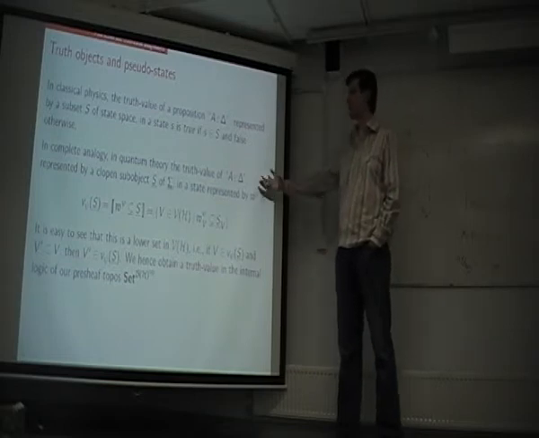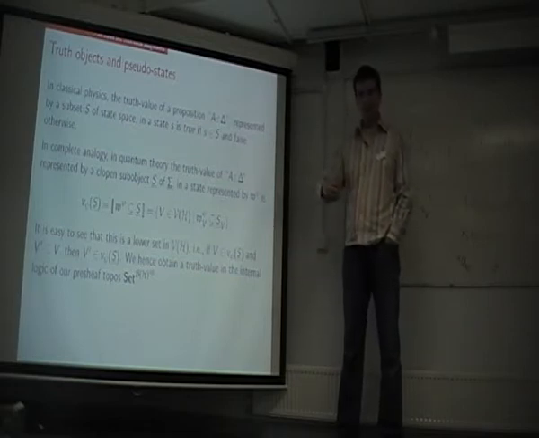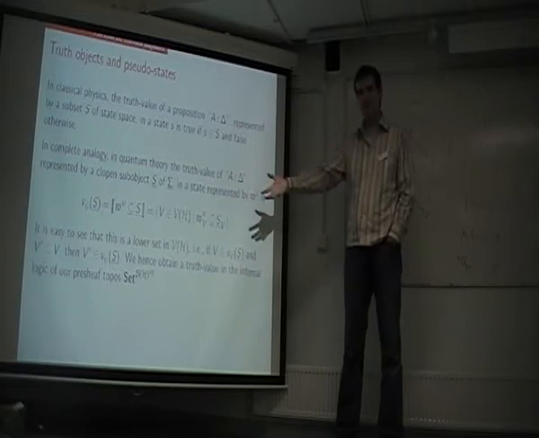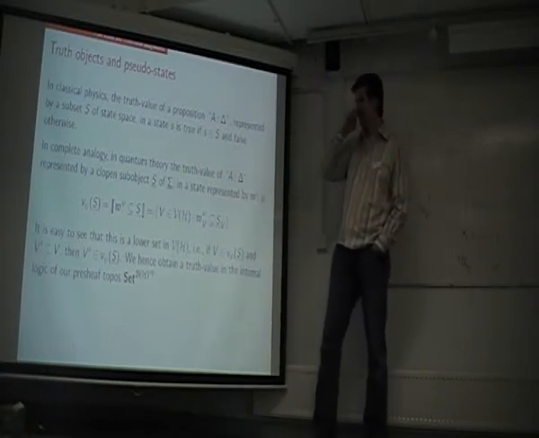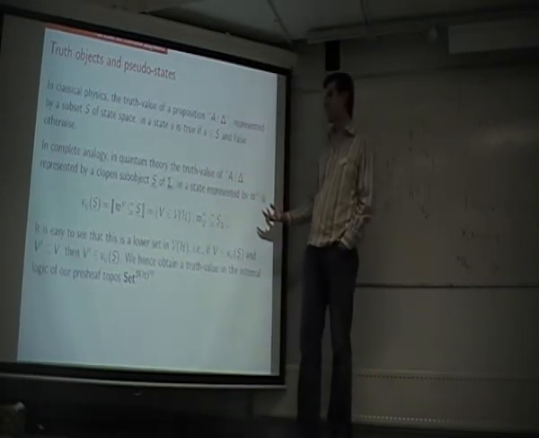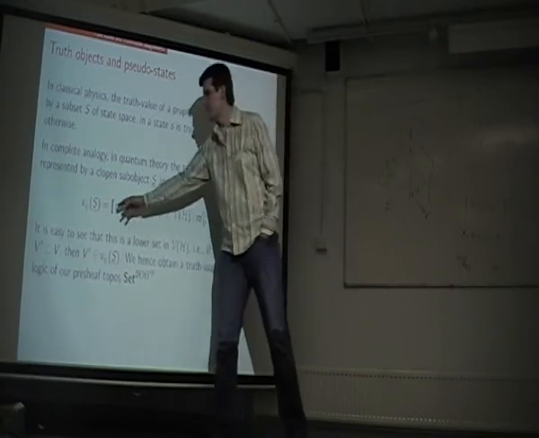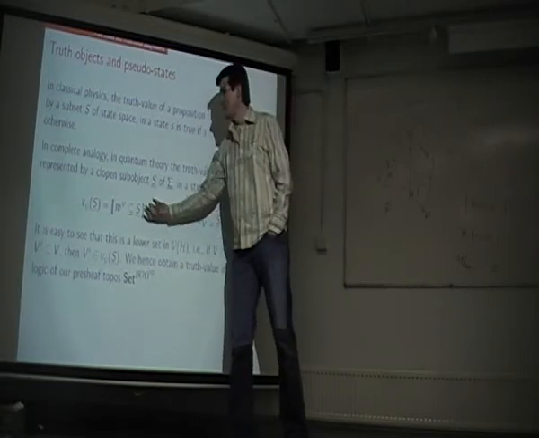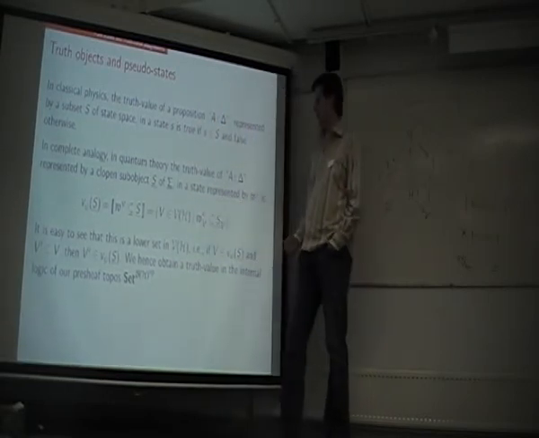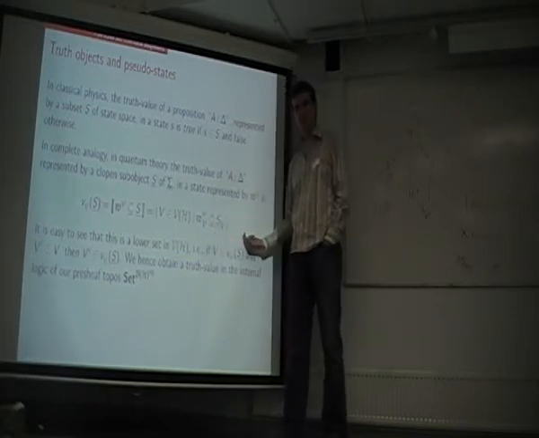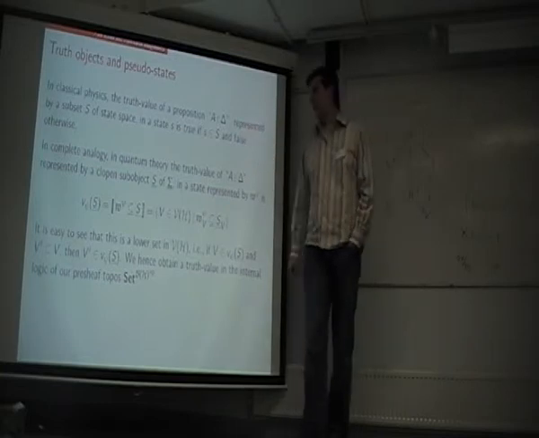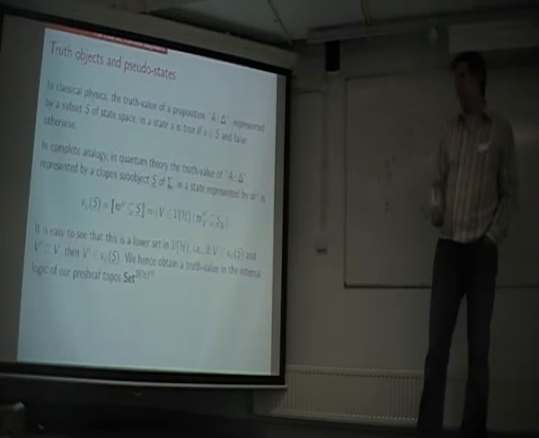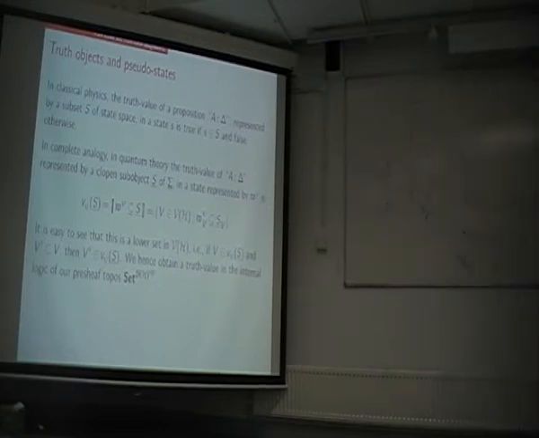In quantum theory, the truth value of this proposition is also given by asking, does the thing representing the state lie within the thing representing the proposition? So we saw that the state is represented by this W psi, and the Clopen subobject S represents a proposition. So the truth value of the proposition represented by S in the state psi is just this valuation. It's a collection of all those contexts V such that this component is contained in this component. So it's exactly the same kind of question we're asking here. And it's very easy to see that this gives us a lower set in the context category. So this is nothing but the truth value in the internal logic of our topos.